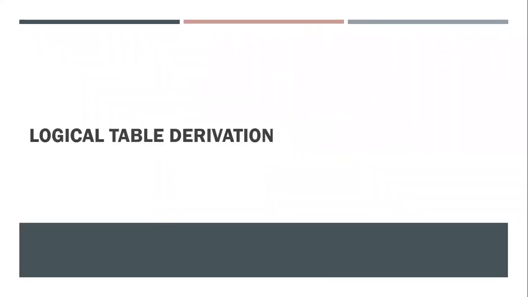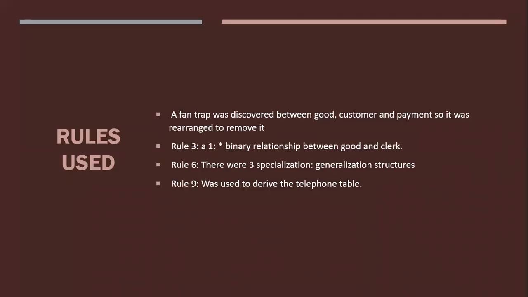Now for the logical table derivation. A fan trap was discovered between good, customer, and payment. So it was rearranged to remove the trap. Rule 3 was also used for a one-to-many binary relationship between good and clerk. So clerk ID was made a foreign key in the goods table. Rule 6 was used because there were three specialization generalization structures. So the primary key of the generalized table was made a primary key in the specialized tables. Rule 9 was used to derive the telephone table.